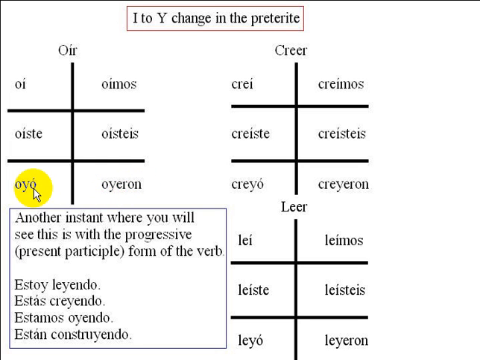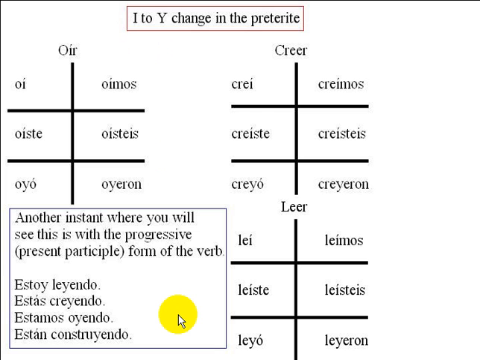Because that I is in the middle of these three vowels, it changes to a Y. So we have oyó and oyeron, creyó, creyeron, leyó, and leyeron. That happens when you have the three vowels with the I in the middle. There are other verbs in the preterite that this happens to, like destruir, construir, just when you have that I in the middle.